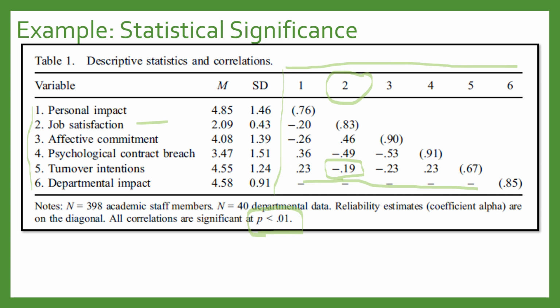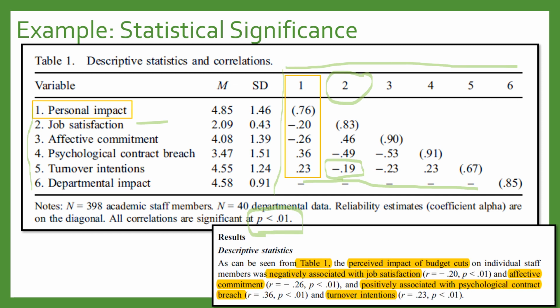Now let's look at the results. If you're looking at this, right, and you're like, I can't figure this out, it's really hard for me, I still don't understand direction, that's okay. The article will give you a summary of the results. So in our article, you can see here when we looked at the personal impact of budget cuts and how it was related to outcomes, there's an explanation of it there.